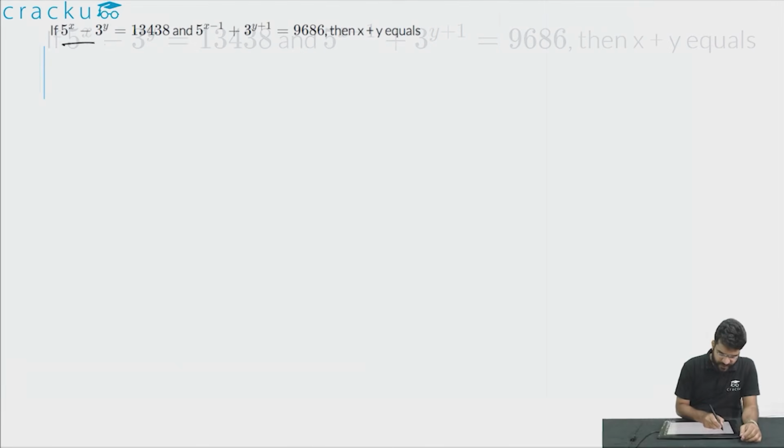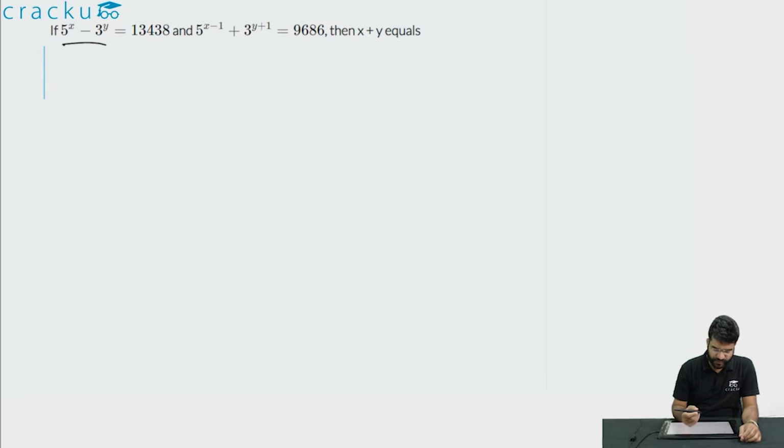In this question, we are given two equations in x and y. In both of them, we are given 5 to the power x and 3 to the power y. We are required to find out the value of x plus y. So to solve this, we'll first find out the value of 5 to the power x and 3 to the power y, then calculate the value of x and y from it, and then calculate what is the value of x plus y. So if you look at both of the equations that are given to us, they are relating to 5 to the power x and 3 to the power y.